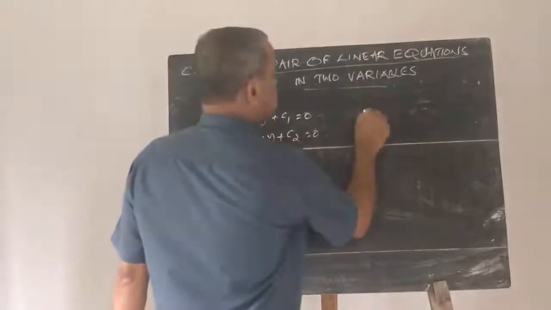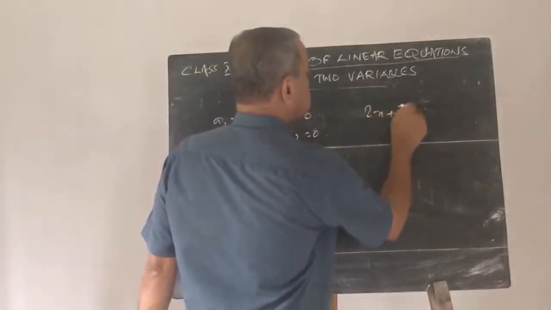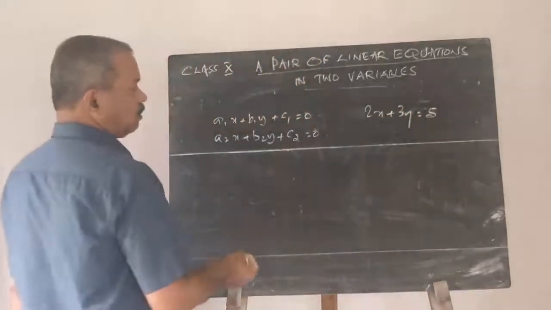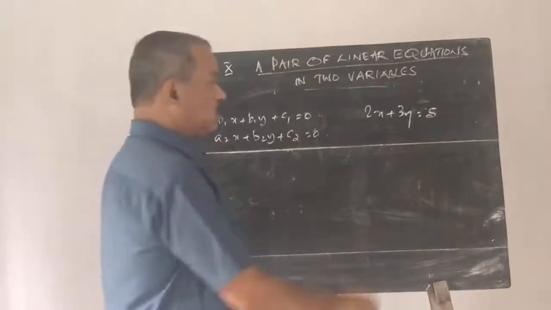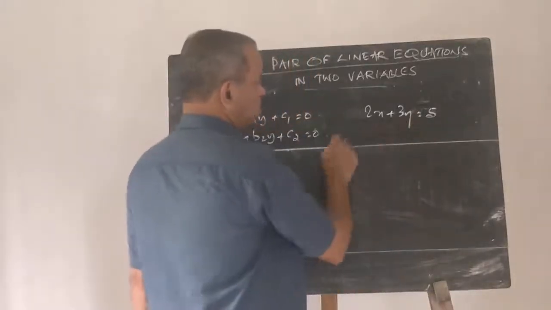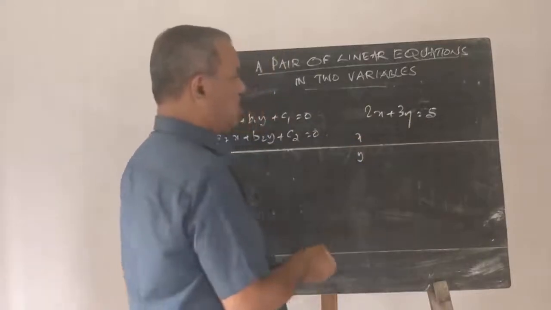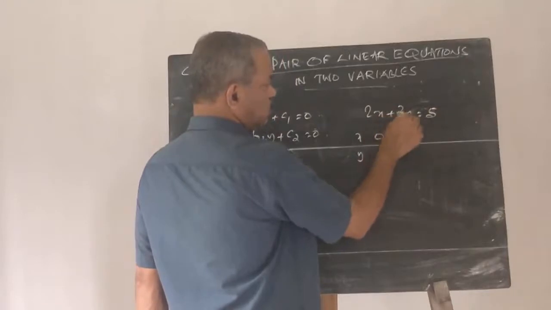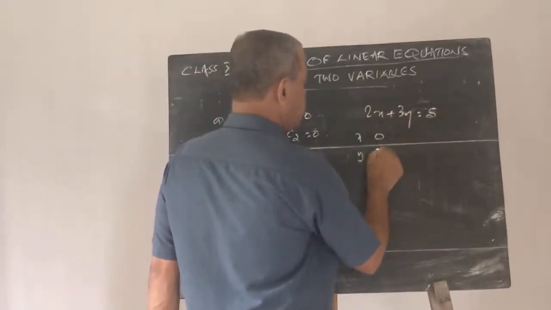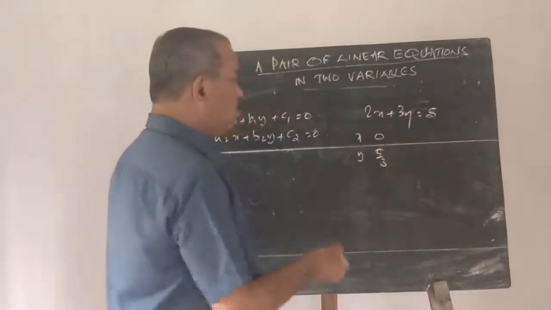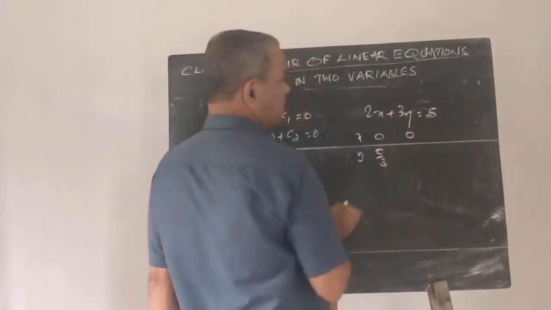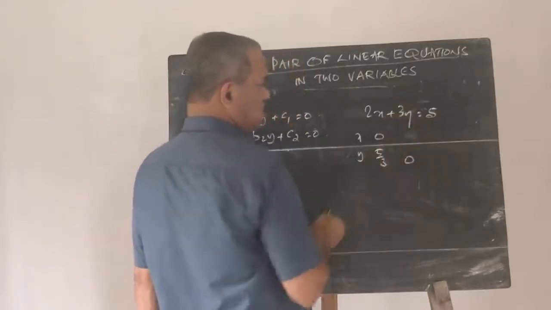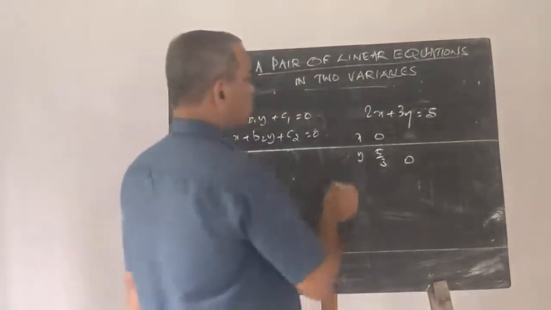For example, consider this: 2x plus 3y equal to 5. This is a linear equation in two variables. What are the solutions of this? How will you find the solutions? If x equal to 0, what is y? 2 into 0 is 0, 3y equal to 5, y equal to 5 by 3. If y equal to 0, 3 into 0 is 0, 2x equal to 5, x equal to 5 by 2.